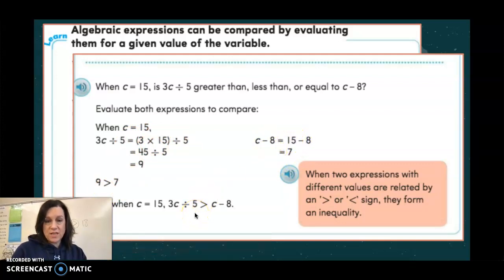So when C is 15, 3C divided by 5 is greater than C minus 8. Okay, so thinking back to earlier on in the lesson, when 2 expressions with different values are related by a greater than or a less than sign, they form an inequality.